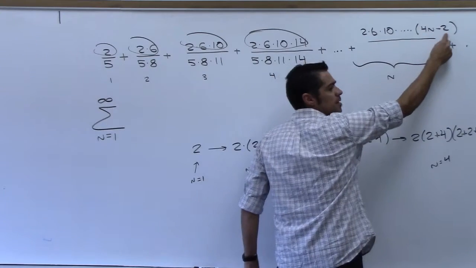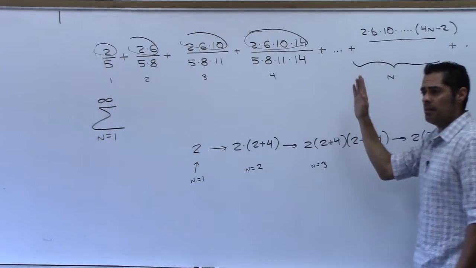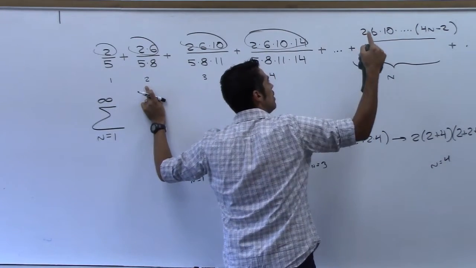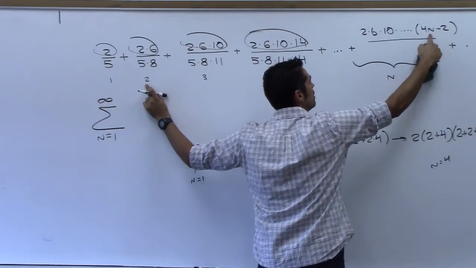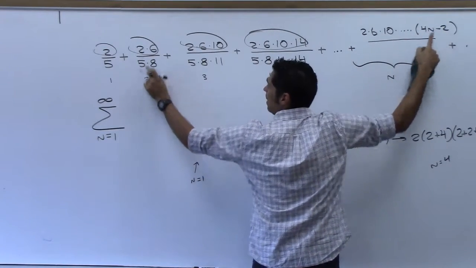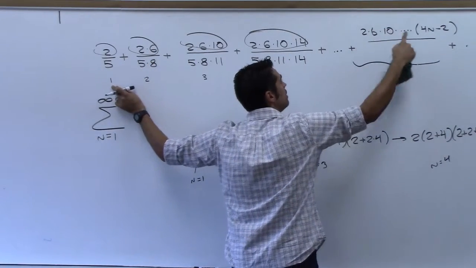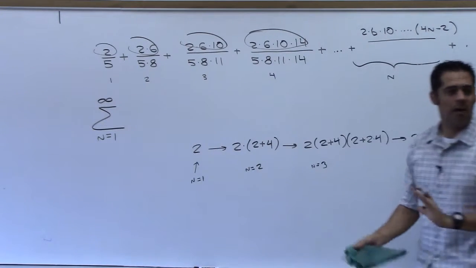3, 12 minus 2 is 10, so I stop at 10. Do you see that? Does it work for this one? I go 2, and where do I stop? I stop at 8 minus 2, stop at 6, right? And then if n is 1, I go 2, and then what? Stop at 2. So I should stop right where I was.